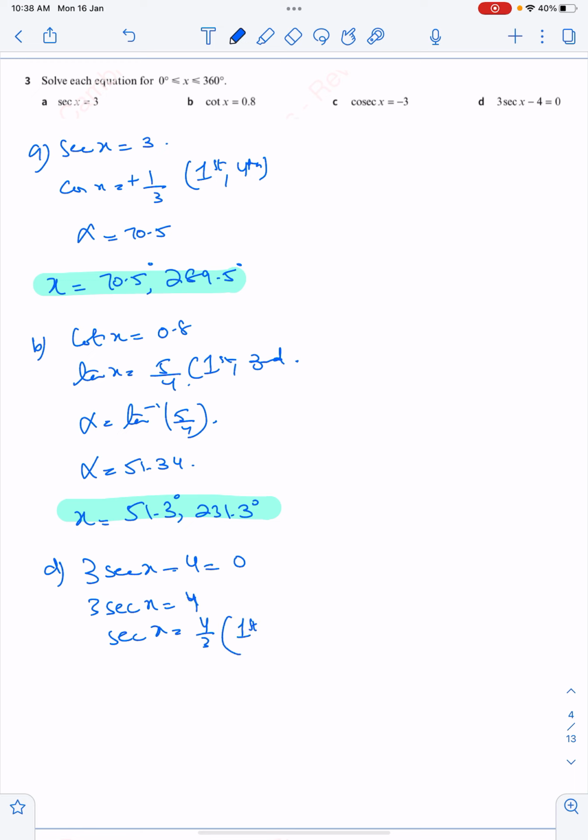Since it's positive, I'm going to look for it in the first and the fourth quadrant, because sec is the reciprocal of the cos function and cos is positive in the first and the fourth quadrant. Reciprocating both sides, cos of x equals 3 upon 4. Finding out the basic angle, cos inverse of 3 upon 4, 41.4. So the first angle will be 41.4 in the first quadrant, and in the fourth quadrant it will be 360 minus the answer. 360 minus 41.4, which is 318.6 degrees.